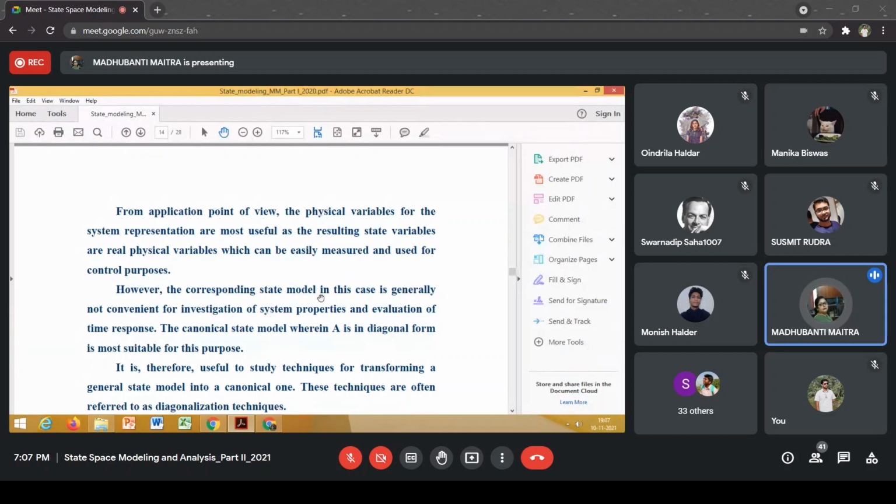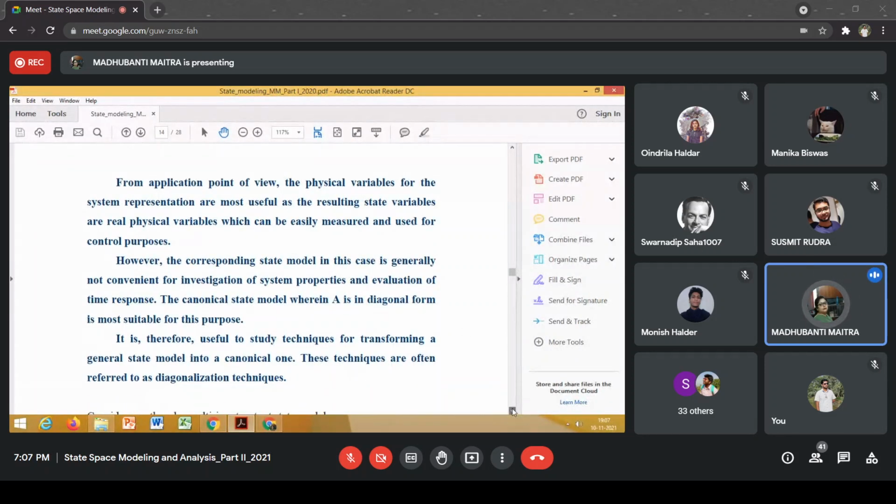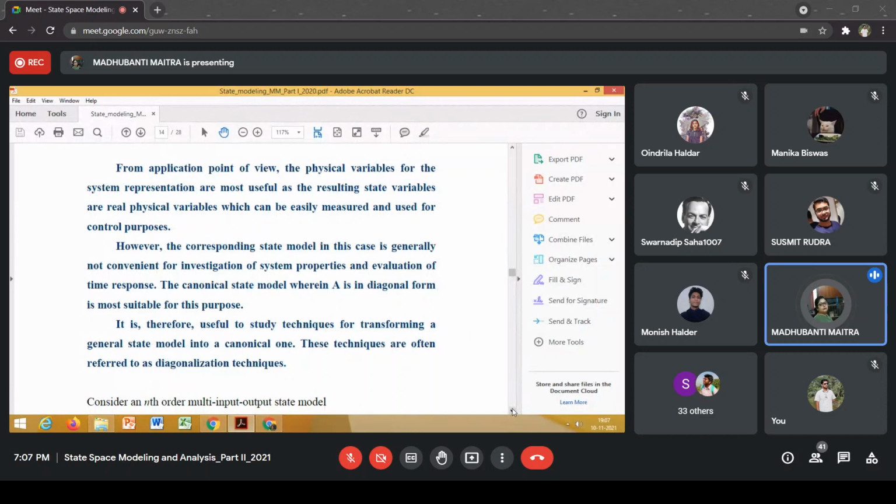However, the corresponding state model in this case is generally not convenient for investigation of system properties, because those state equations are generally coupled in nature, not decoupled, and hence taking time response, that means performing integration, is very difficult.